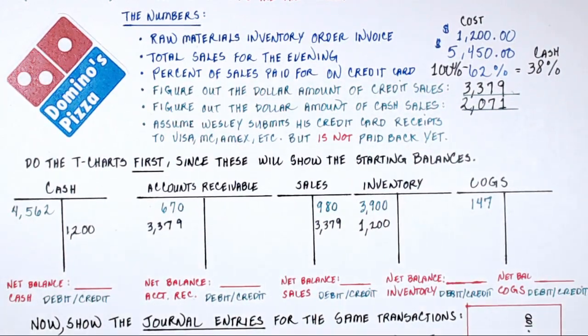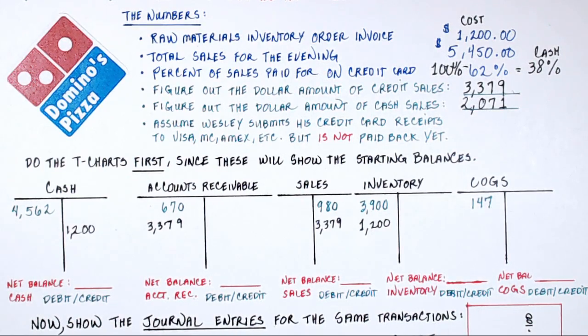Okay, now, so we sold the stuff. We need to take it out of inventory. This is where it gets a little bit tricky.